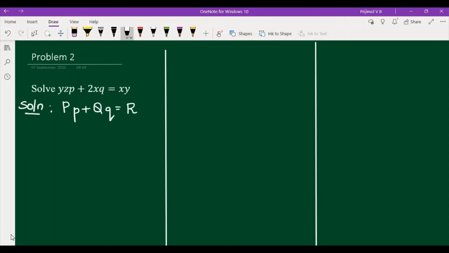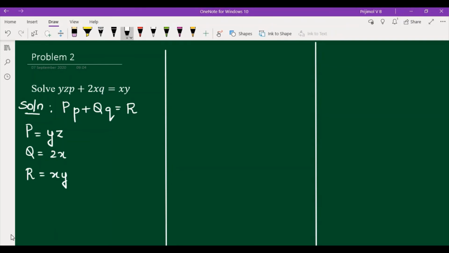Now what is capital P? After comparing, we get yz. Capital P is the coefficient of small p, and capital Q is the coefficient of small q, which is 2x. And what is capital R? It is the right hand side, which is xy. You should note P, Q, R are functions of x, y, z.